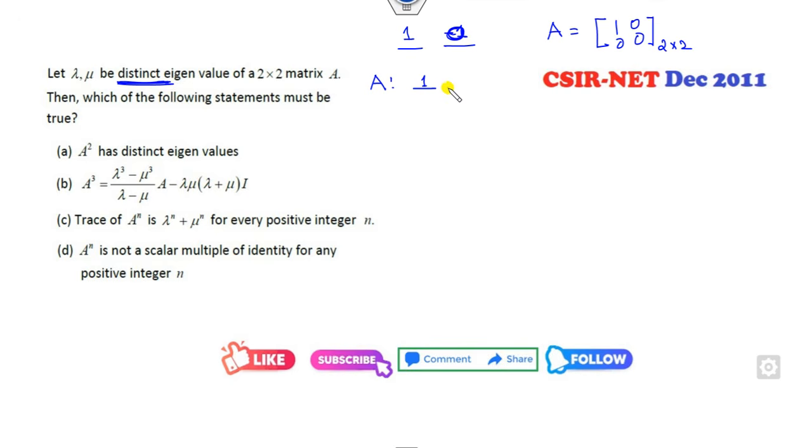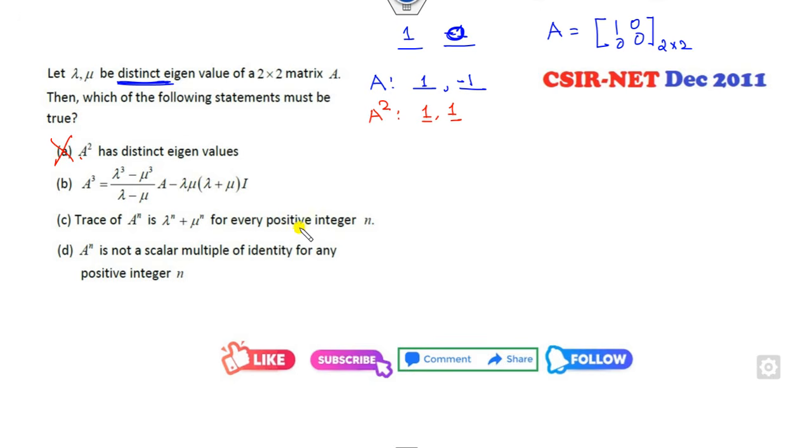If I consider the two eigenvalues as 1 and minus 1, what are the eigenvalues of A square? They are 1 and 1. Both are the same. This option is cancelled. I will check the B option later on.